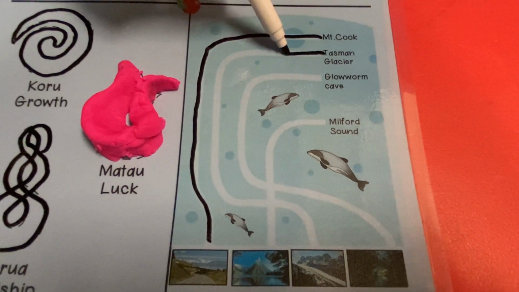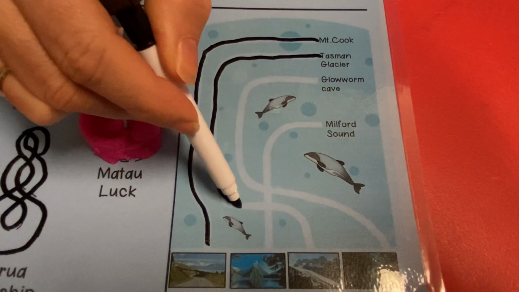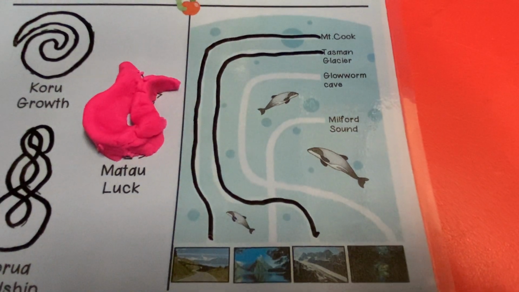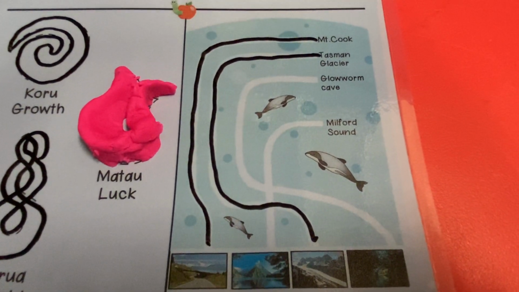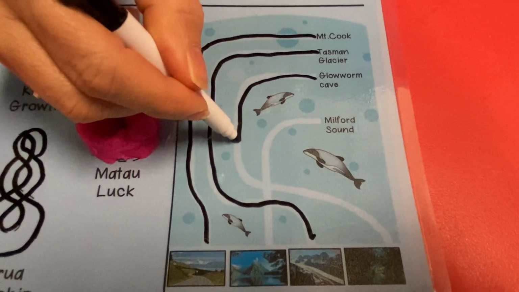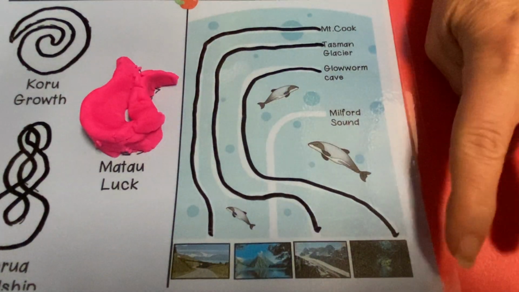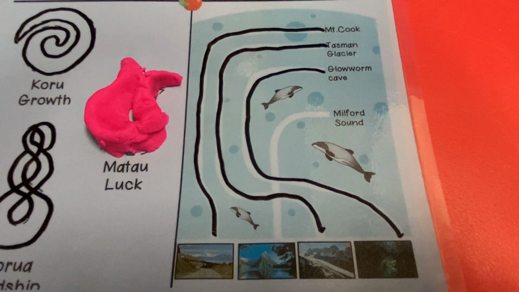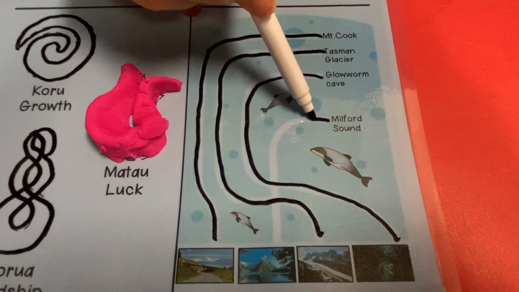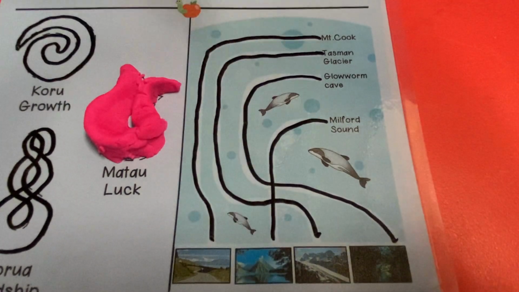Tasman Glacier. All right. Oh, we're gonna be a little tricky. We're gonna cross over. So cold. All right, Glowworm Cave. This is the one on my list. That's number 1 right there. And we'll learn more about that one on Friday. Day 5. And the last one, we have Milford Sound. And look at that. How beautiful.